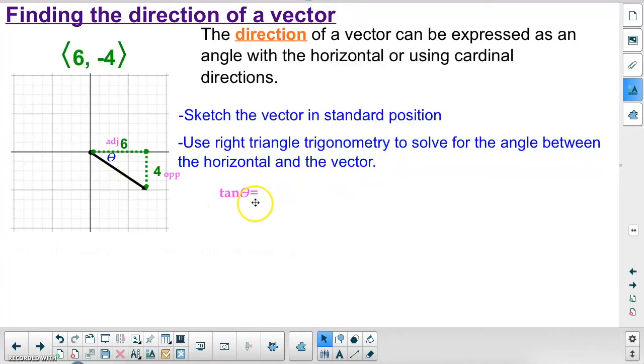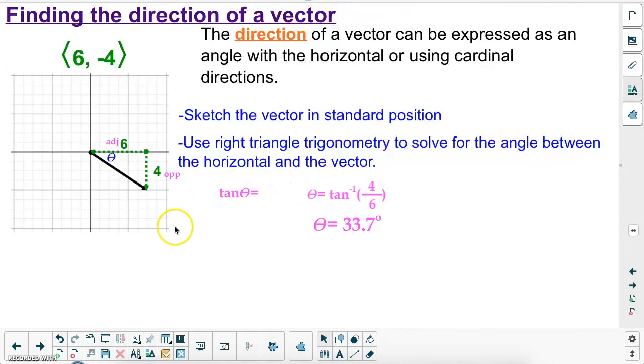So we would have tan theta equals 4/6. To solve, we would need to use the inverse tan. So the inverse tangent of 4/6 gives us an angle of approximately 33.7 degrees.